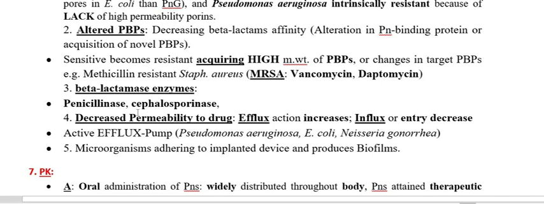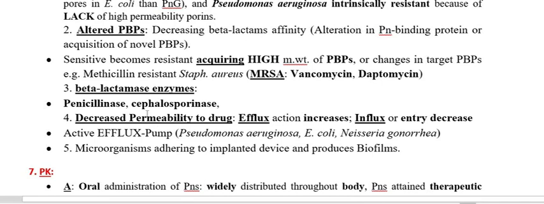And the last way the bacteria produce resistance against penicillin is by altering permeability. If the drug is not going to enter at the site of action, how is the drug going to act?